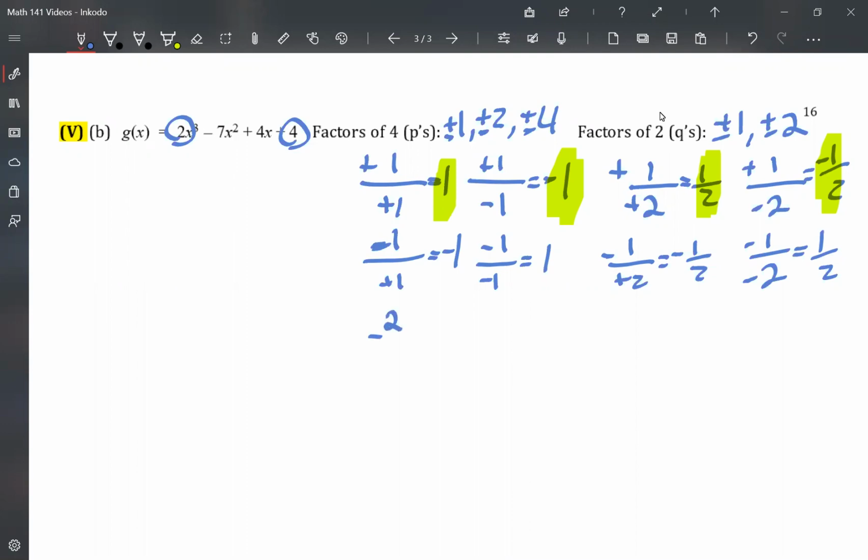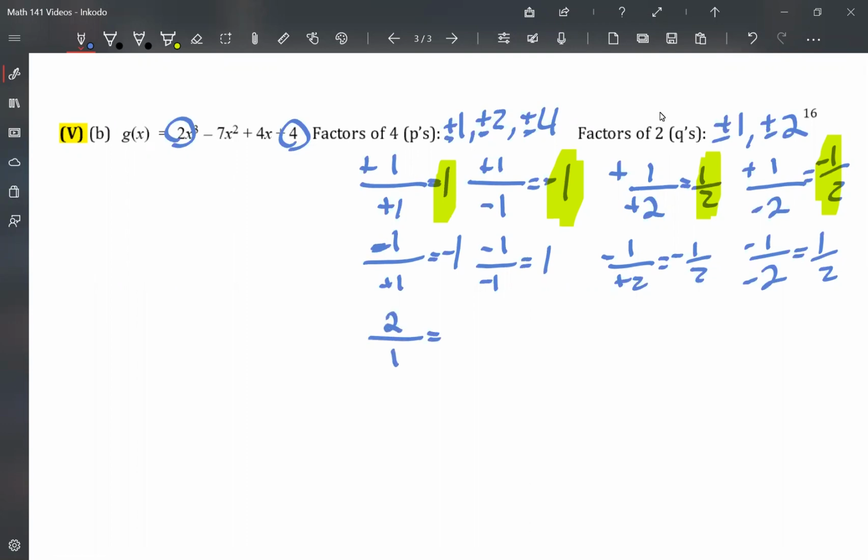We have positive 2 over 1, which is 2. There we have another unique choice. Positive 2 over negative 1, which is negative 2. There we have another unique choice. Positive 2 over positive 2, which is 1, not unique. Positive 2 over negative 2, which is negative 1, also not unique. Now, if I run through all the negative 2 numerators, I'm going to get the same thing from these positive 2's, so I'm actually not going to write those.